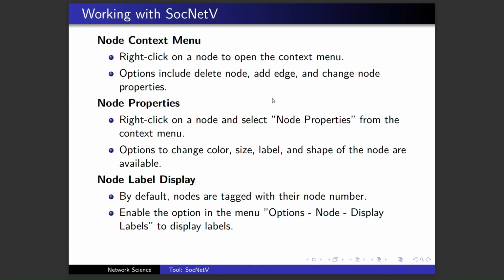Node label display. By default, nodes are tagged with their node number. Enable the options in the menu, Options, Node, Display Labels, to display the labels.